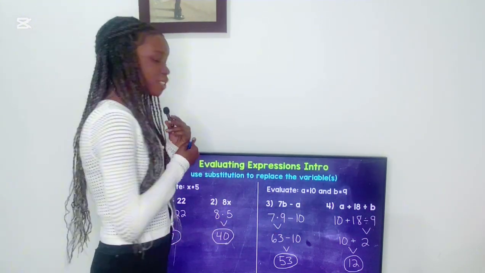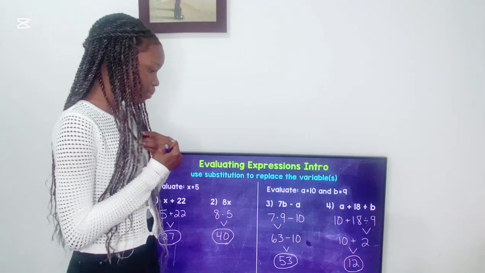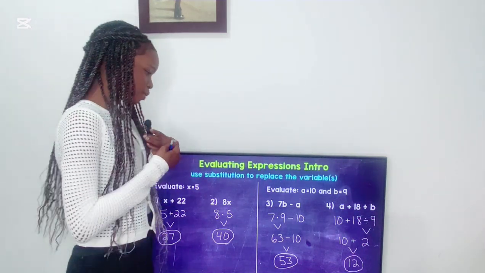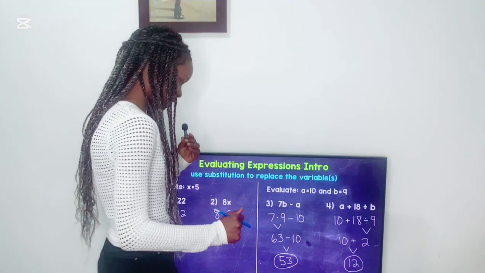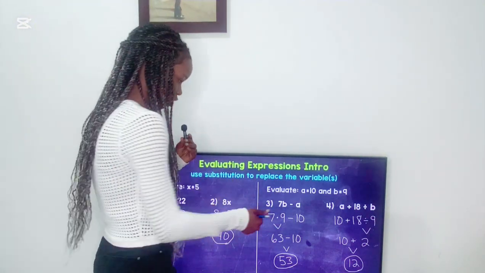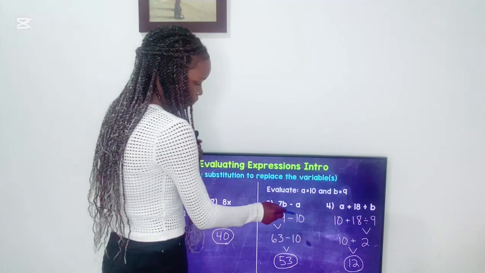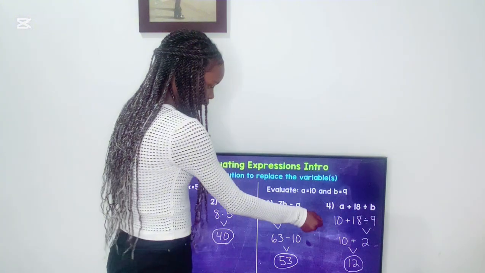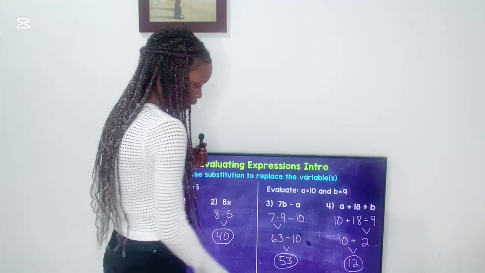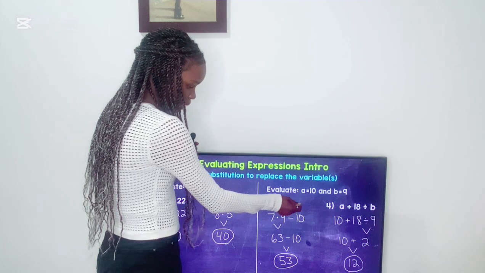Okay, so what do we do first? Let me ask you guys this question to see if you really understood. First, we're going to turn this into human language, or the mathematical version. So we have 7 times 9, because remember, B is 9 and A is 10. So technically, this is 7 times 9 minus 10.